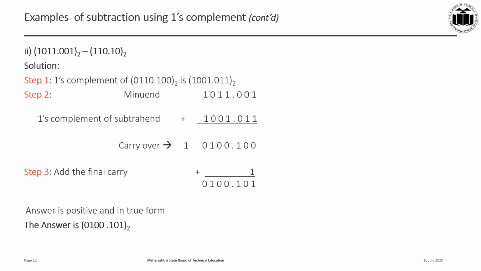Coming to another example, let us take 1011.001 minus 110.10. In this case, we have to make sure that before the binary point and after the binary point, in the minuend and the subtrahend, the number of bits are the same. So for the subtrahend, you need to add zeros on the extreme left and extreme right.